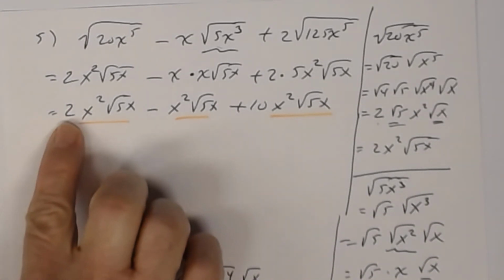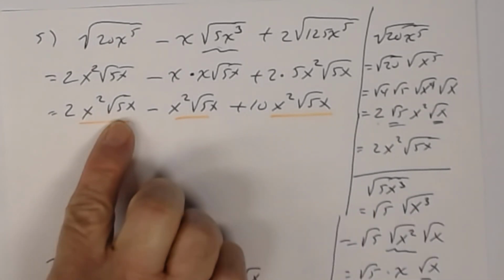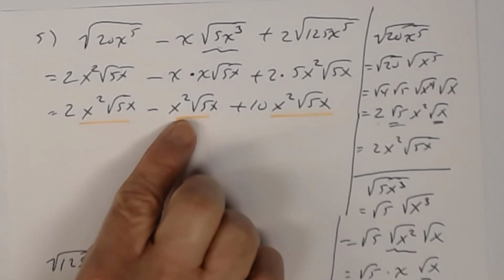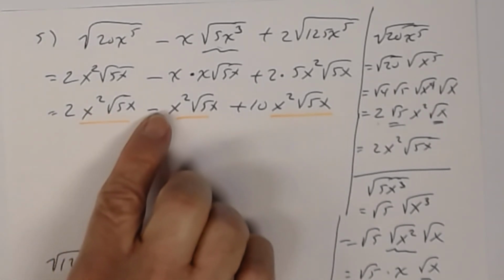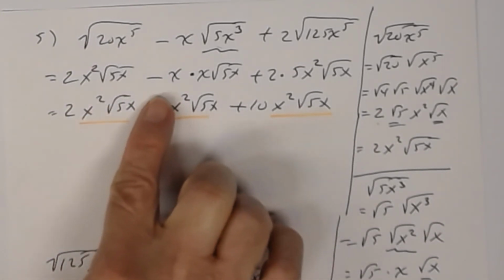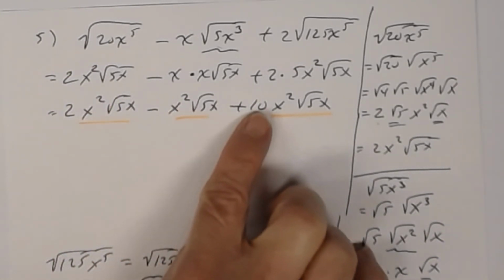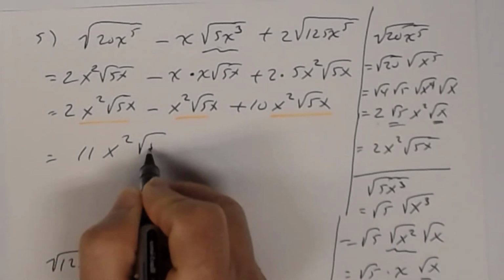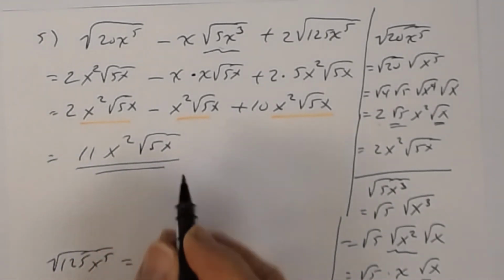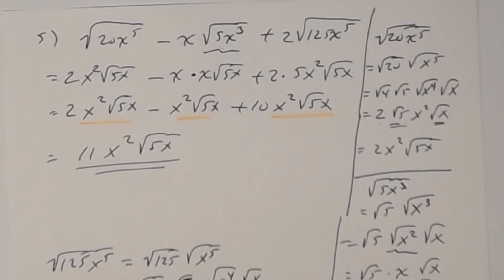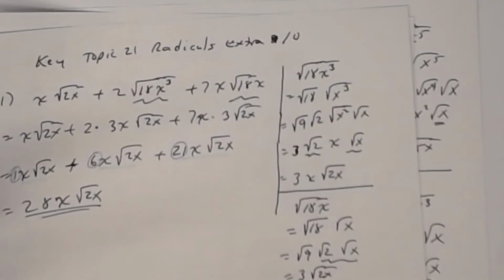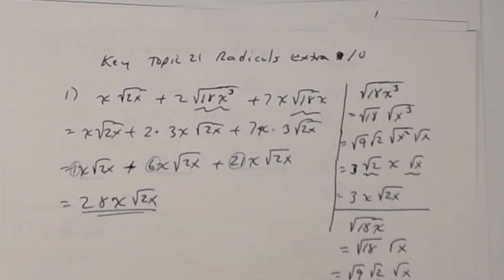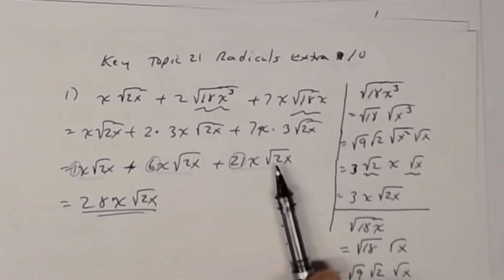So 2x squared square root of 5x minus 1x squared square root of 5x, that's 1. 2 and a negative 1 is 1. 1x squared square root of 5x, and 10 of them gives me 11. So the answer is 11x squared square root of 5x. Okay? All right, so that is the key to the worksheet on topic 21, radicals extra 10.